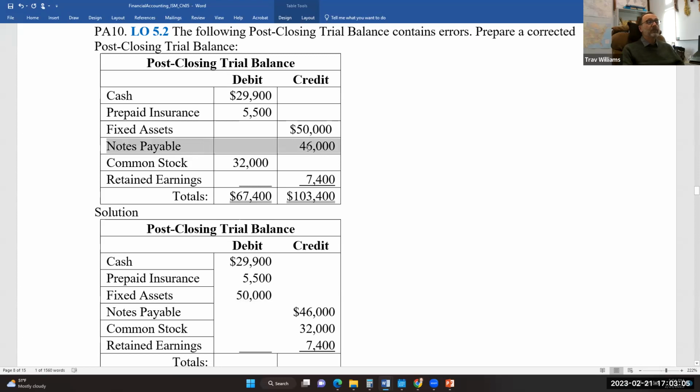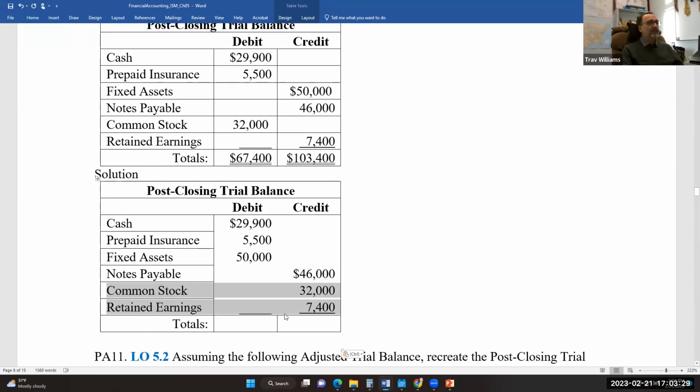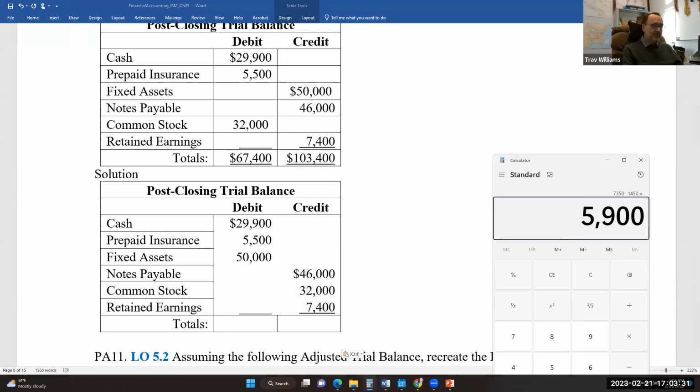Okay, notes payable, that's a liability, so that's supposed to be a credit. Common stock, that's normally a credit as well, right? It's an equity type of account, but it's not part of the temporary accounts, so it's normally credit. So that was the other mistake. And then retained earnings also normally has a credit balance. So that was correct. If we add these up, let's see what we get.